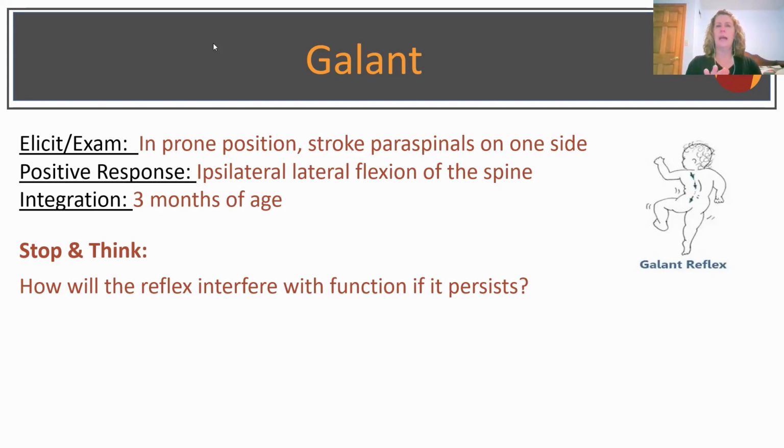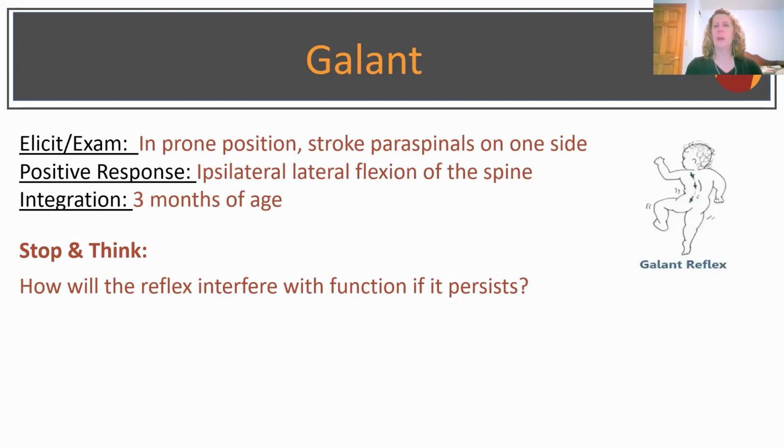And it's not going to be elicited just in prone. I'm testing it in prone, but it can be elicited in sitting or standing. Yes, it can cause a scoliosis. If they have a really strong one on one side, it can start to cause issues if they're always going to that one side. What else, function-wise? What do you think?